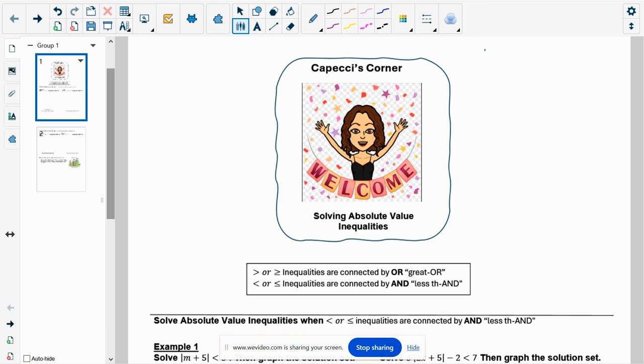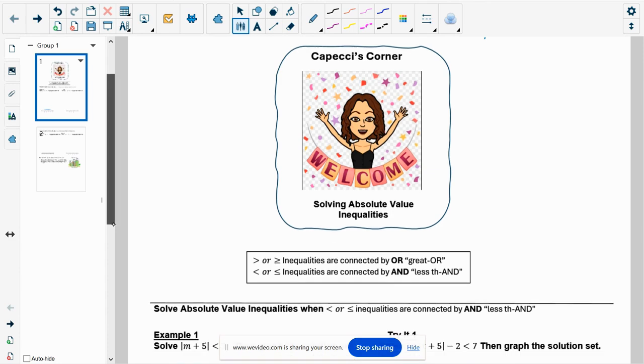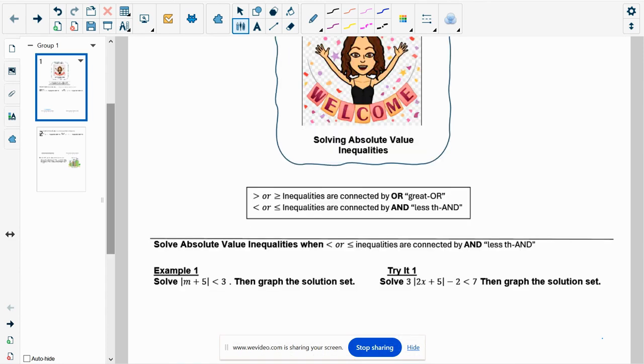Today in Capechi's Corner, we are going to look at solving absolute value inequalities. Now, similar to solving absolute value equations, we know that we may often have more than one solution. So when we're dealing with inequalities, if we have a greater than or greater than or equal to, we know that connection is going to be an or in this compound.